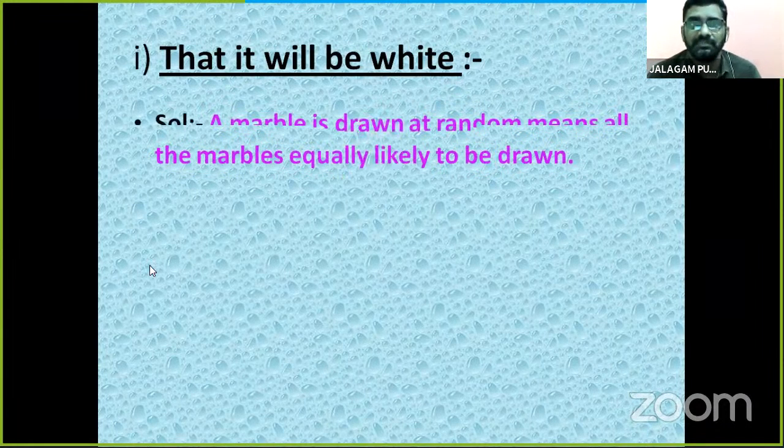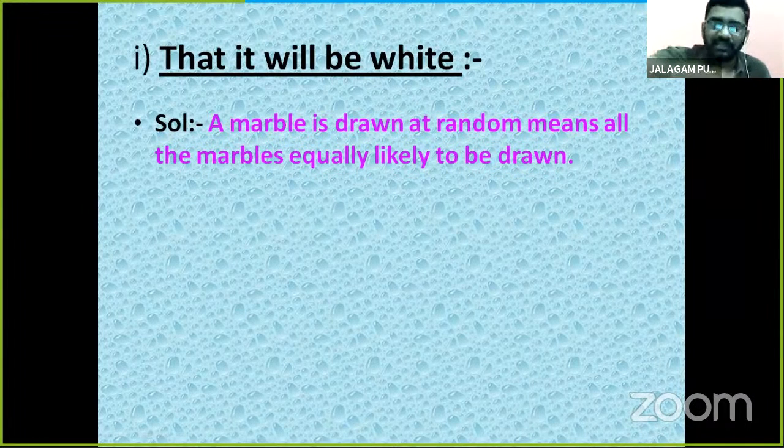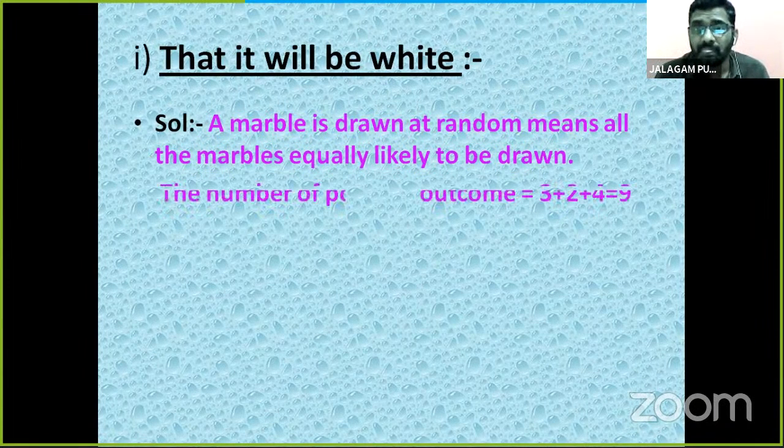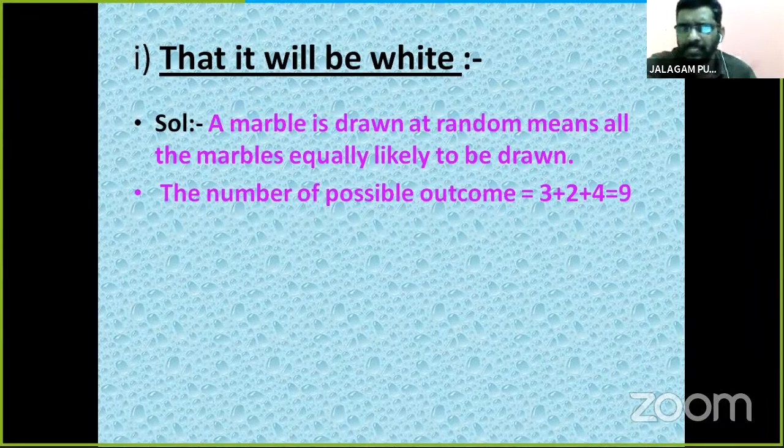So here, children, a marble is drawn at random means all the marbles are equally likely to be drawn. Now, for every problem, first of all we find all possible outcomes and favorable outcomes. Why? Because the formula needs them. So here the number of possible outcomes.